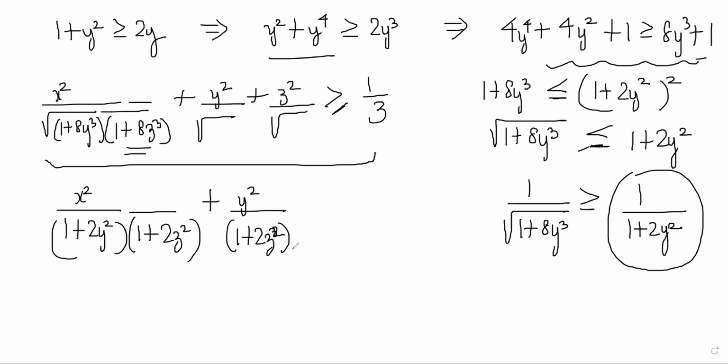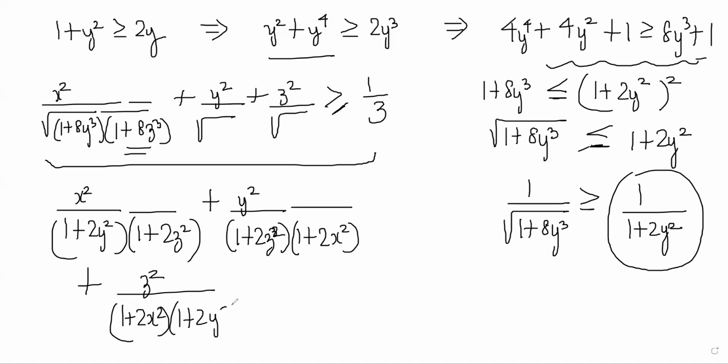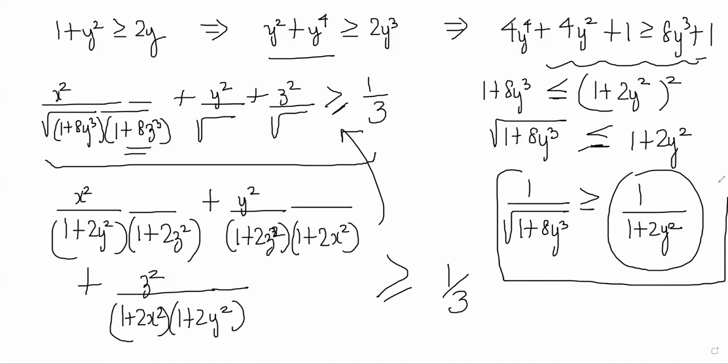So this is z square over 1 plus 2z square, and 1 plus 2x square and 1 plus 2y square. If we can show that this is greater than or equal to 1 by 3, then it will automatically follow that this will be greater than 1 by 3, because we know that this is true.